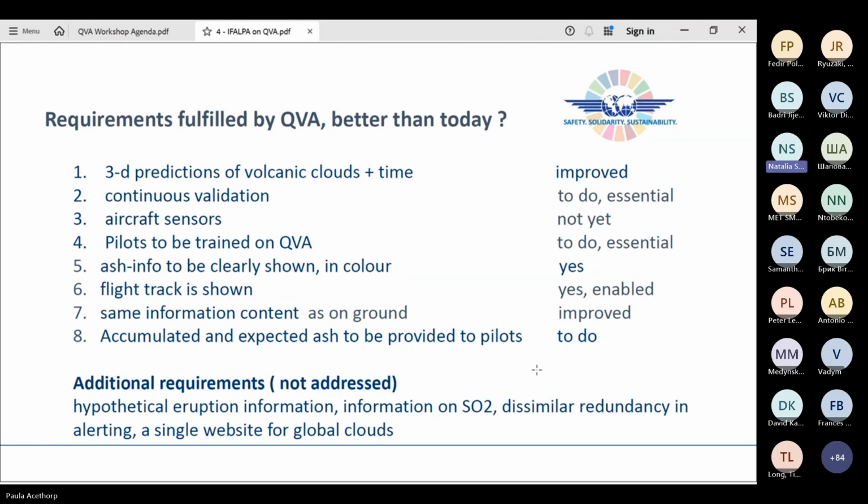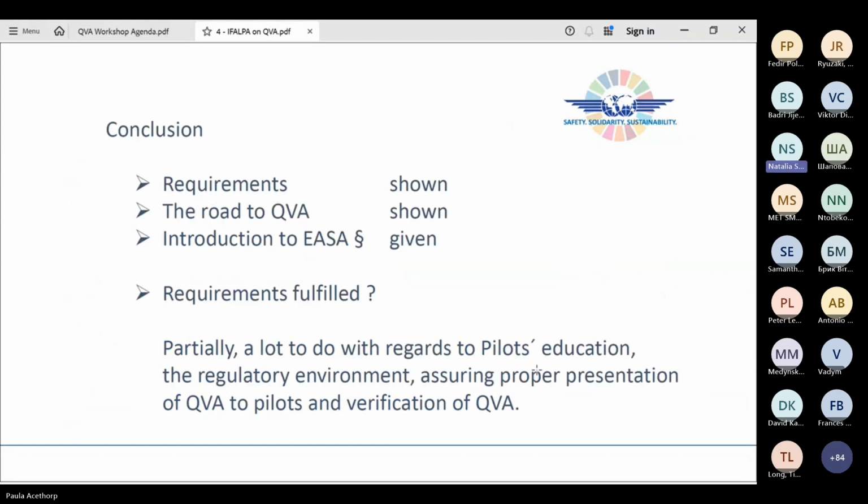And pilots need training. The ash info has to be clearly shown, flight track, and the additional requirements I mentioned already. Bottom line, I told you about the requirements, the road to QVA, the introduction to the paragraphs, and the question now is, are the requirements fulfilled already? I would say partially. We need to work on pilots' education. Nobody knows about QVA. It's years back and away, and the pilots need to know what's happening now.